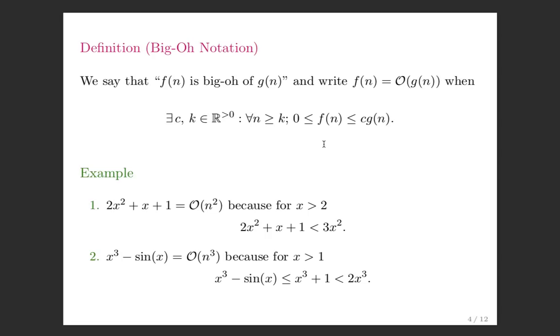Okay, let's do another one. x cubed minus the sine of x is big O of n cubed. Why? Well, this is a two-step process now. I know that x cubed minus sine x is always smaller than x cubed plus 1. Right? Because the smallest that sine can be is minus 1. So this is definitely bounded. This term is bounded by negative 1 to 1, so I just replaced it with one of its extrema. And this is always less than 2x cubed for x greater than 1.